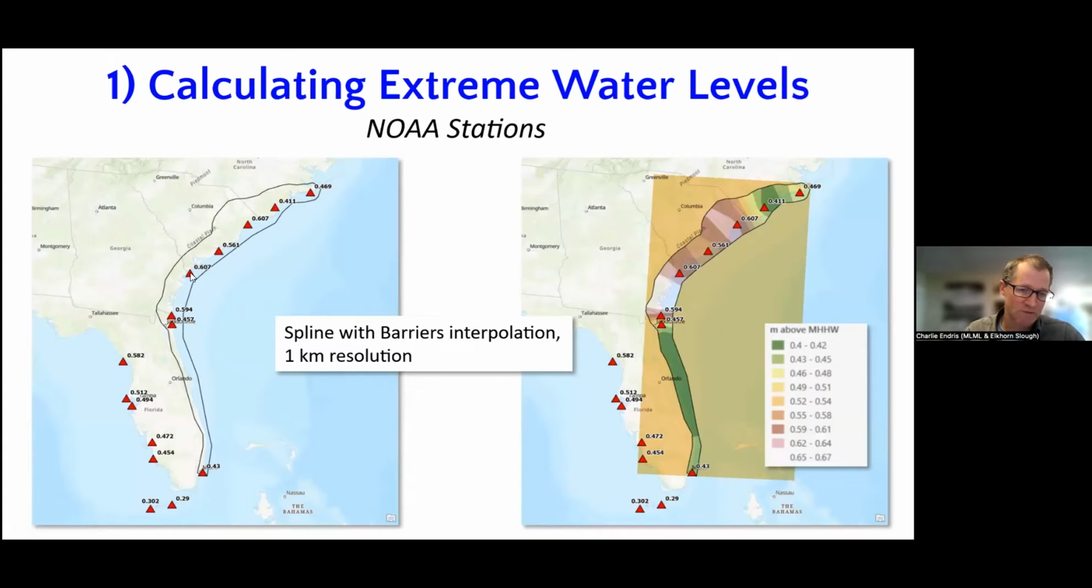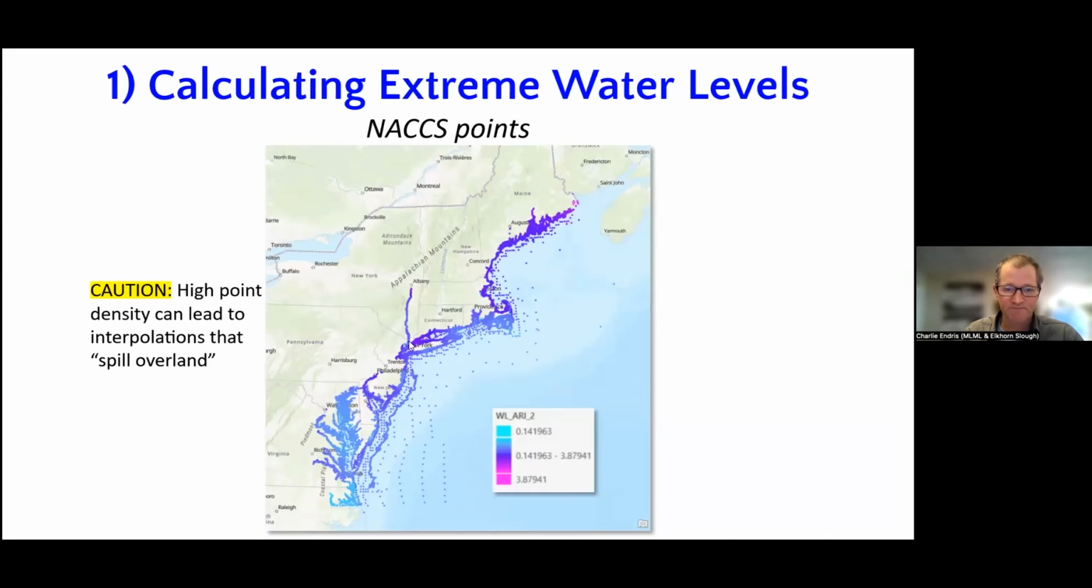What I'm showing here is meters above mean high water, each of these. So there's not a lot of variation here. And you can see from the right panel how that interpolation worked out in meters above mean high water. So those are the NOAA points.